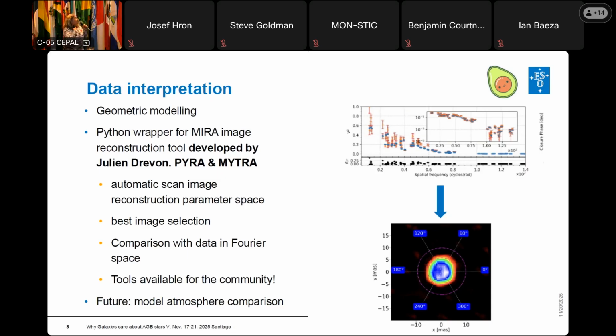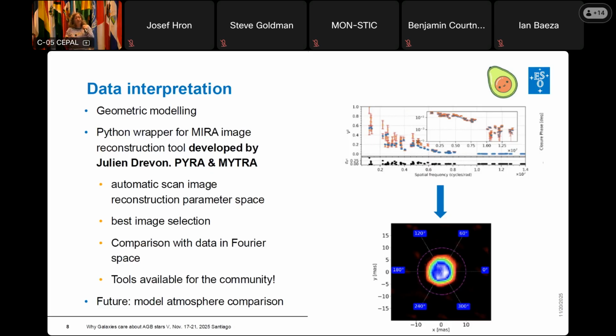So something else that we did, always in terms of helping the community and making things accessible to everyone, is tools. Julian Drevon, who is sitting there, developed a tool which is a Python wrapper for the image reconstruction. Image reconstruction in our community of optical infrared interferometrists has always been a very tricky business done by very few people. And now, thanks to this tool, which is publicly available, you can run it almost safely.